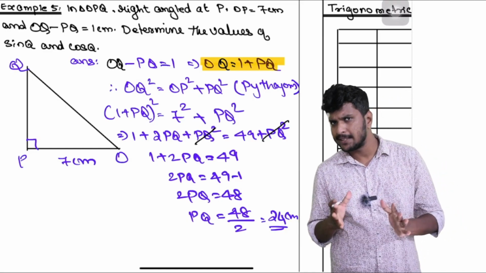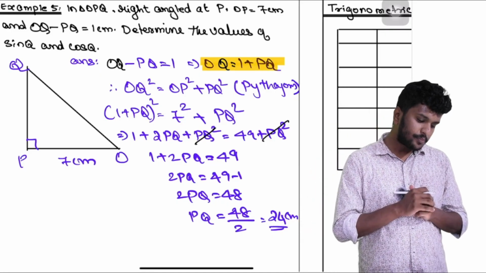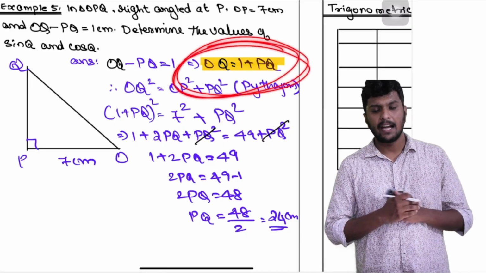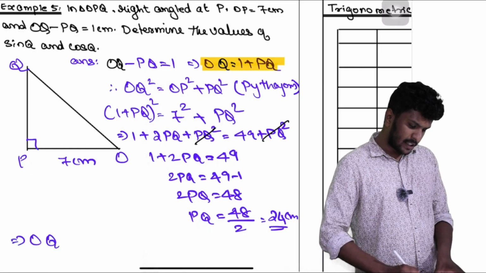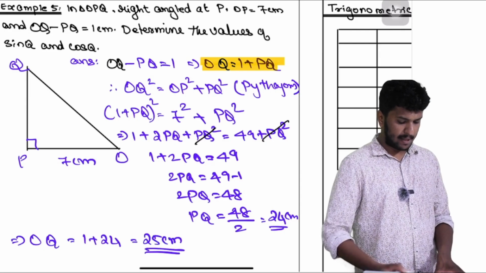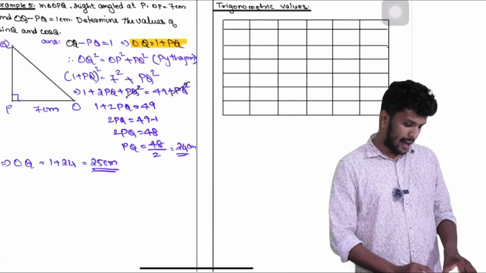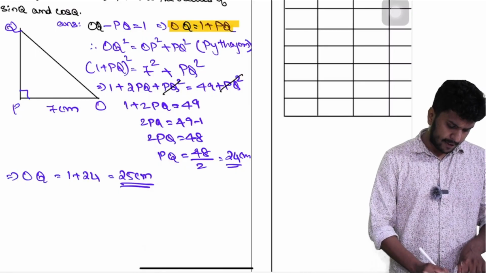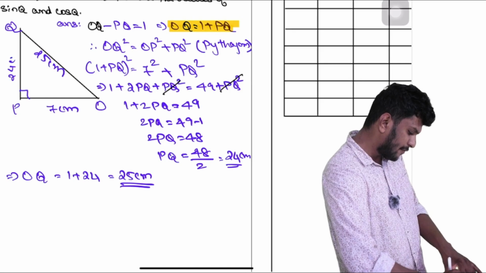It's not over. Is the question over? No. You have been asked to find sine Q and cos Q, right? So if you have PQ, I can find OQ from this relation. So what is OQ? OQ is equal to 1 plus 24, that is 25 centimeter. Okay, everyone, so we are aware of the values of the sides. OQ I'll write 25 in the figure, and PQ I can write 24 in the figure.